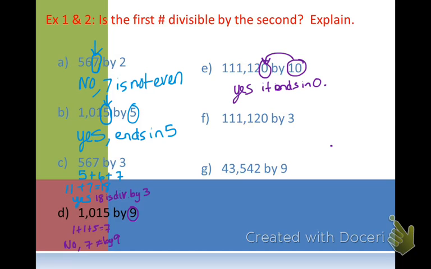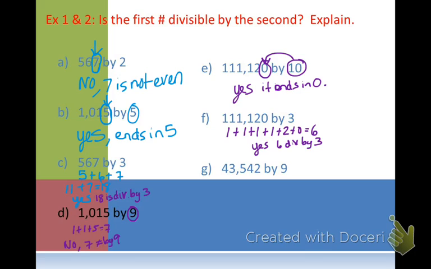F. That same number, 111,120. Is it divisible by 3? Well, let's find out. You go 1 plus 1 plus 1 plus 1 plus 2 plus 0 if you want to put it. So you go 1, 2, 3, 4, 5, 6. That's 6. Is 6 divisible by 3? Yes, it is. So you're going to say yes, and you say 6 is divisible by 3.